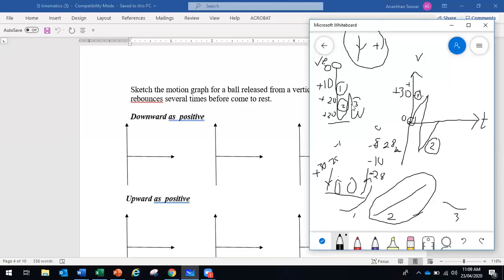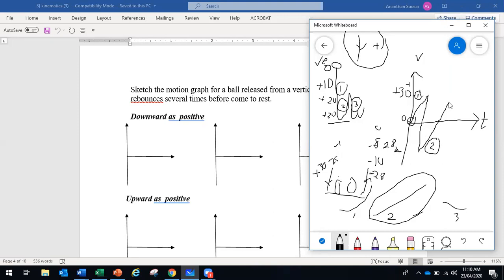After it achieves a new maximum height, which is shorter than the earlier one, it goes down again. How is the graph going to look like? The first pattern is going to repeat. But what is the difference? Is it going to go up with the same height as positive 30? No, smaller. Is it going to reach positive 28? No.